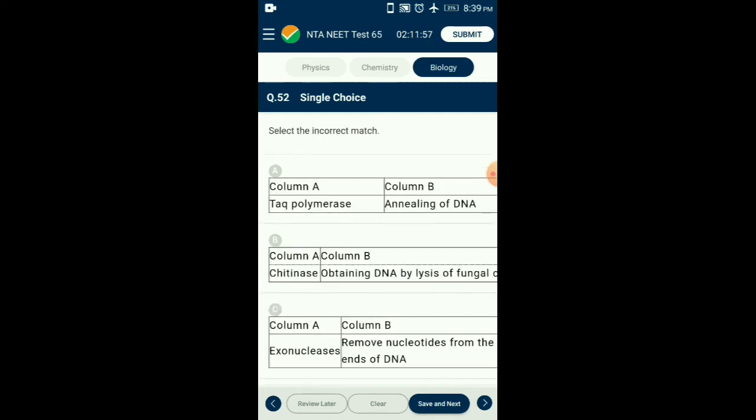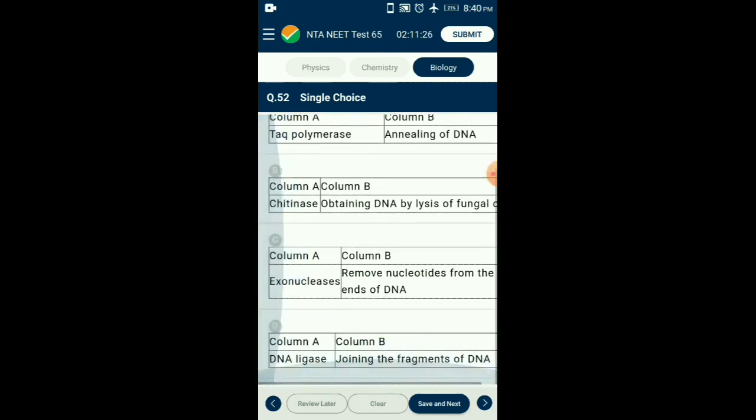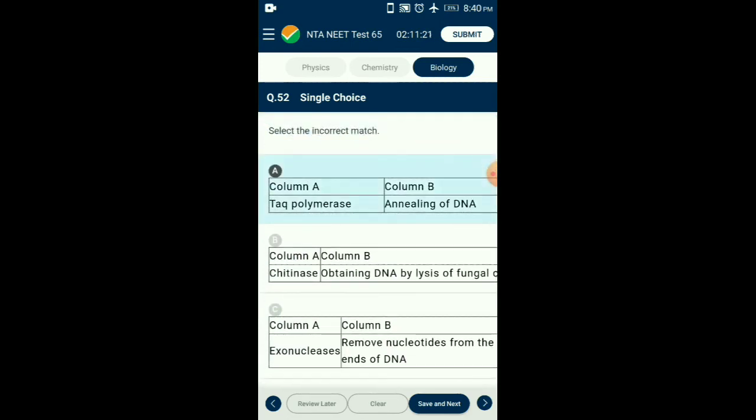Question number 52. Select the incorrect match. The first step in RDT, that is recombinant DNA technology, is lysis of the cell from which the DNA has to be obtained. For this purpose, various enzymes are used. First one, lysozyme for bacteria, cellulase for plant cell, chitinase for fungal cell. So here from the given four options, option A is incorrectly matched.